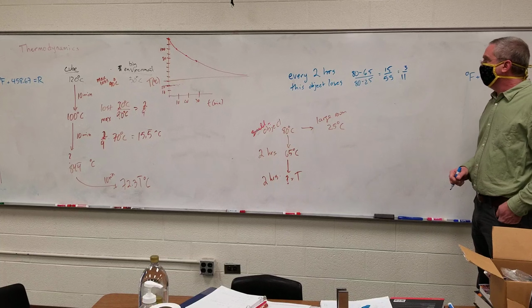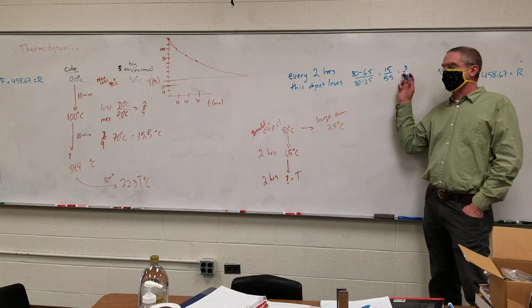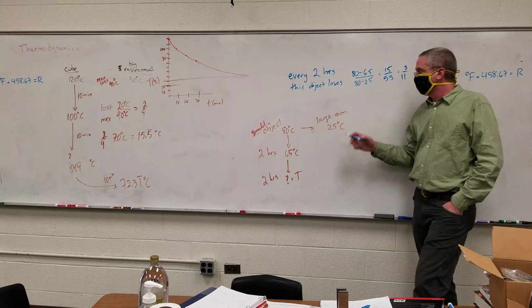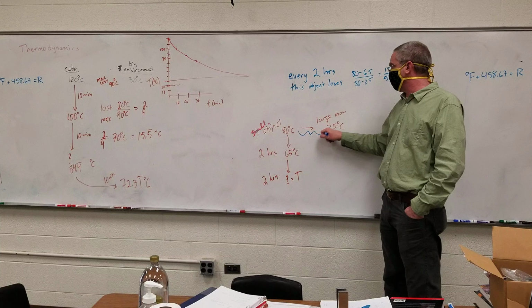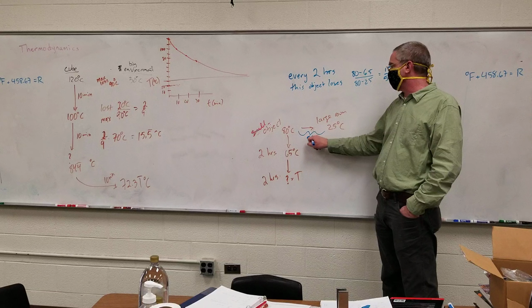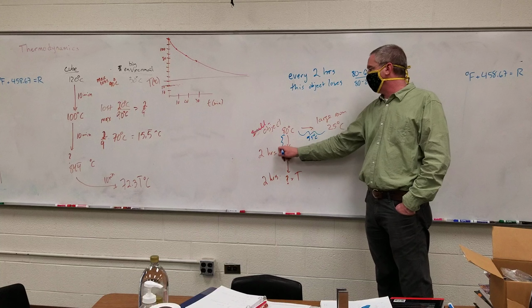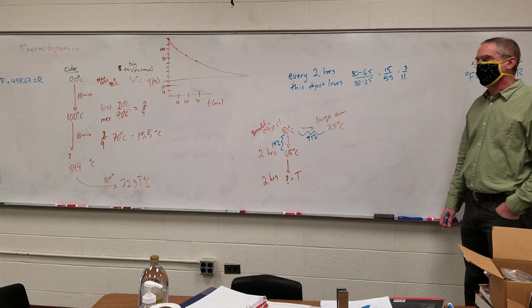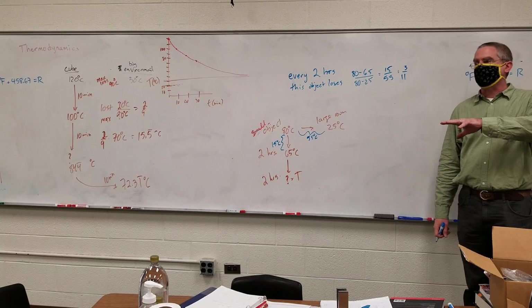All right, so in the first 2 hours, it loses 3/11 or 15/55 of what it could lose. Because the maximum it could lose is that difference right there, which is 55 degrees Celsius. The actual amount of loss was this amount, which is 15 degrees Celsius. So we now have set the fraction for the rest of the problem.